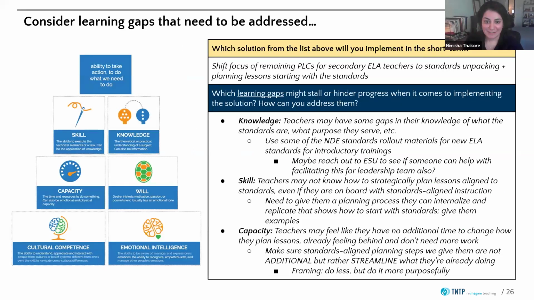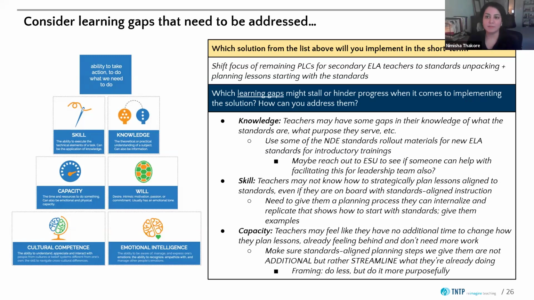And then finally, once I've thought through solutions, the next thing I want to do is pick one. Which of these solutions do I want to start immediately putting into place to start closing this gap? Let's say in this example, I've decided that I want to leverage our PLCs. I want to shift the focus of the rest of the PLCs for the year. For my secondary ELA teachers, those PLCs are now just going to focus on standards unpacking and planning lessons aligned with the standards. That's all we're going to work on.